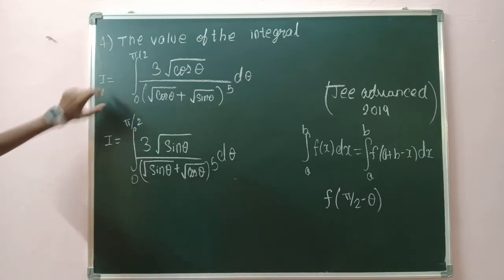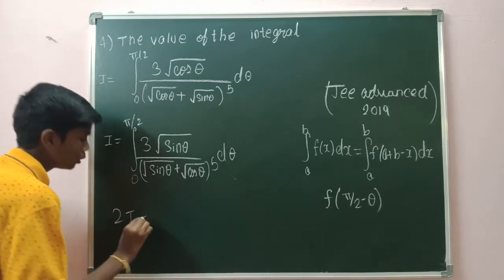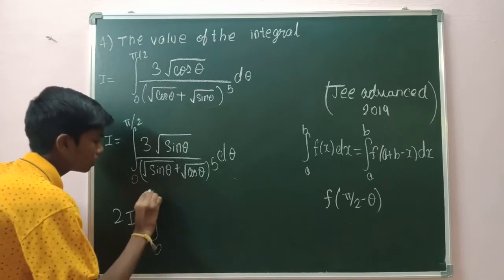So now let me club these two integrals. Club means add these two integrals. Hence I plus I will be 2I. Limits are same, 0 to pi by 2.